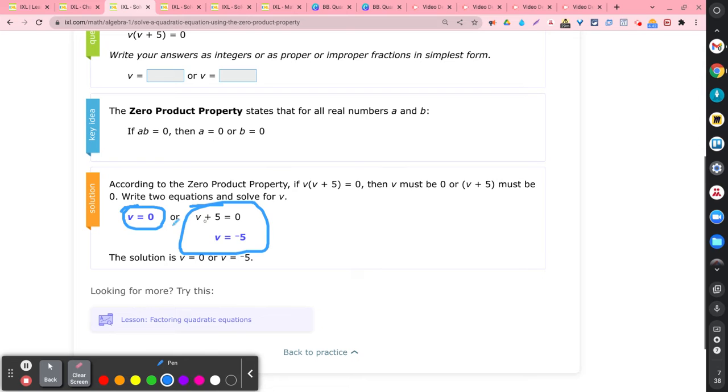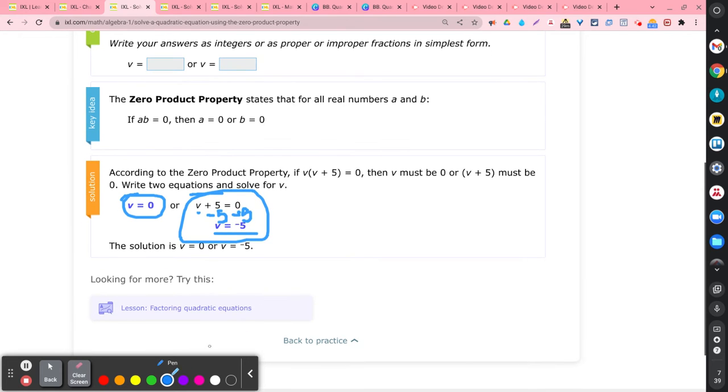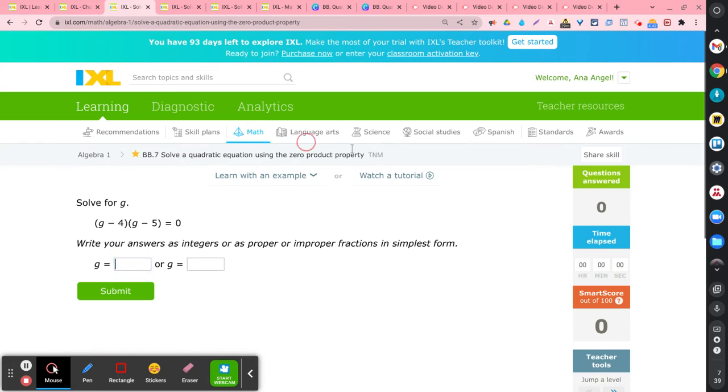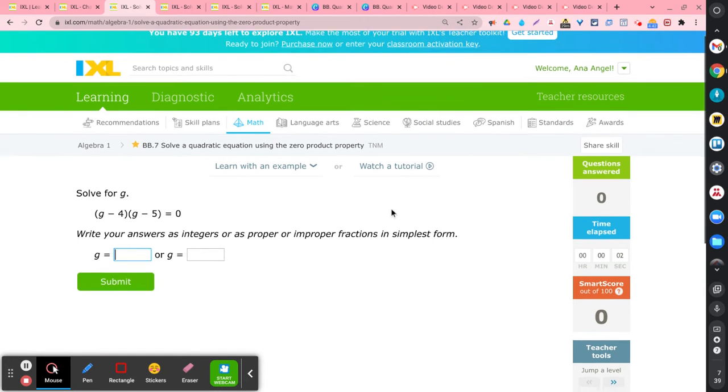And then you just look at what's inside the parentheses, you make that equal to 0, and you solve for V, which means that you need to bring the 5 to the other side. 0 minus 5 is -5, therefore V is equal to -5. Okay, that's all it is in these questions. So there's also a video tutorial if you want to watch it.